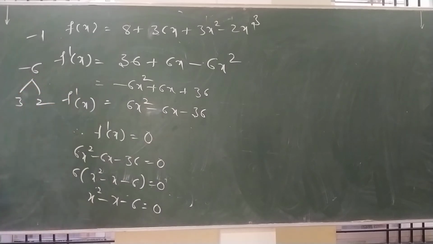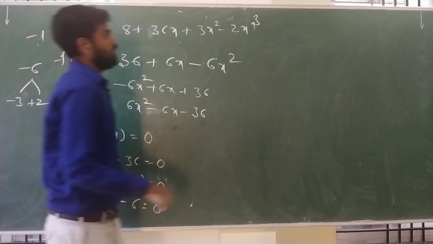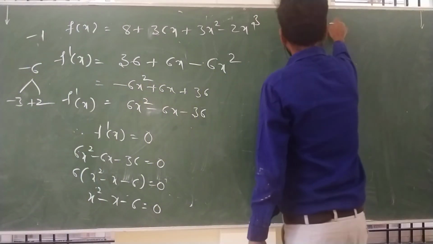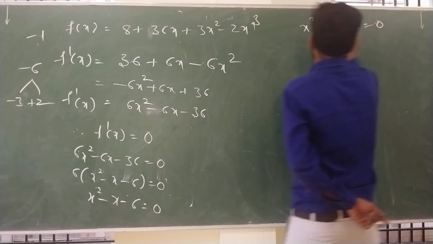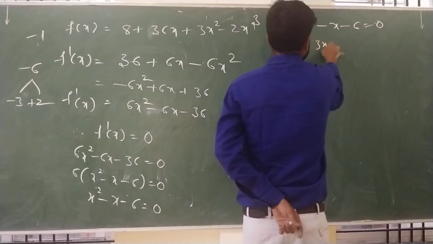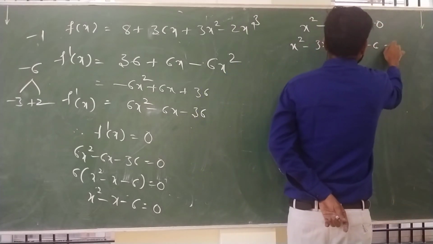3 to the 6. Therefore, it is the negative and it is the positive because the symbol becomes negative. Minus 3 plus 2 is minus 1. So minus 3 into plus 2 is minus 6. Therefore, this term can be written as x square minus x minus 6 equal to 0. So x square minus 3x plus 2x minus 6 equal to 0.